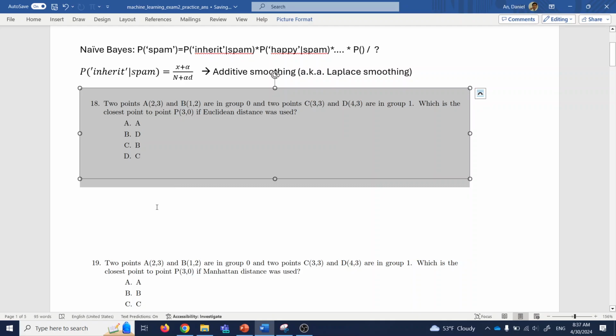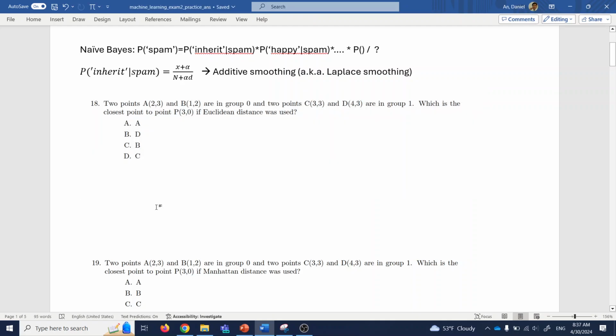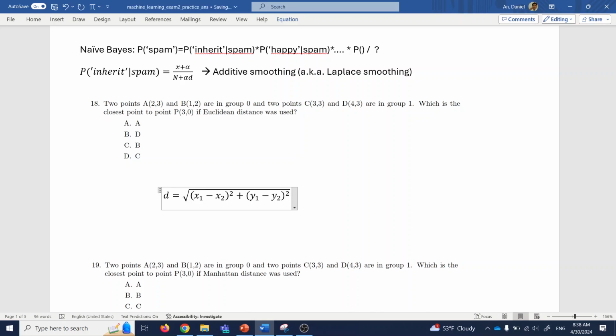All right, so now in 18 and 19, these are about Euclidean distance and Manhattan distance. Euclidean distance is the one that you already know. The distance formula is the square root of (x1 minus x2) squared plus (y1 minus y2) squared. If this has three features, then you would have another coordinate z, so you do (z1 minus z2) squared, and if you have n features, you just keep adding the differences of squares. So that's the distance formula that you used to know, and such a thing is called Euclidean distance.